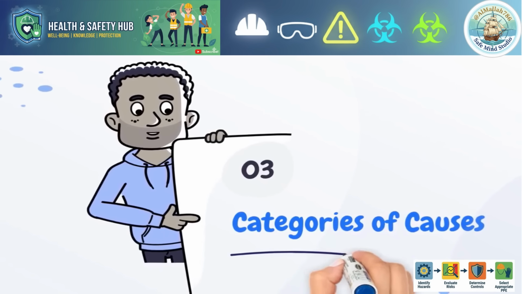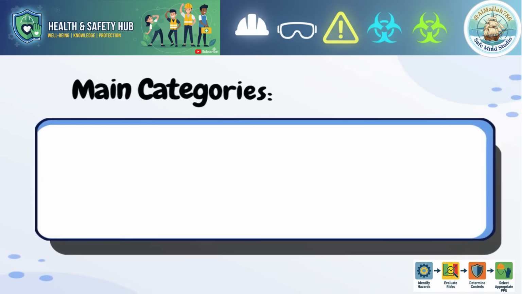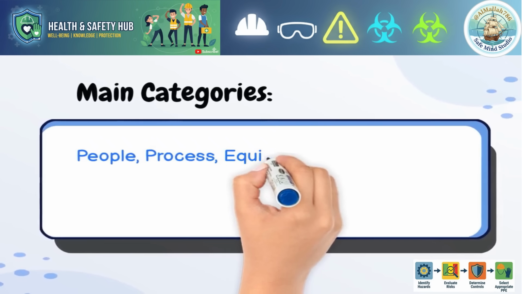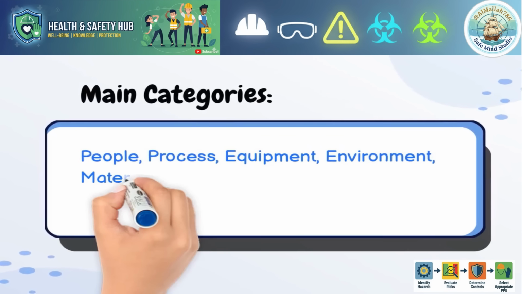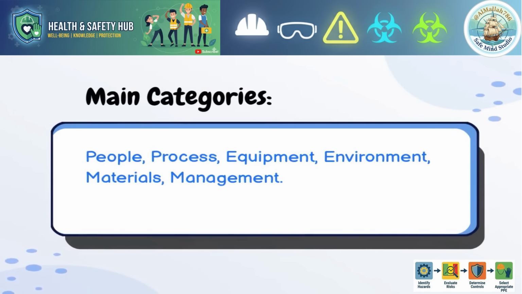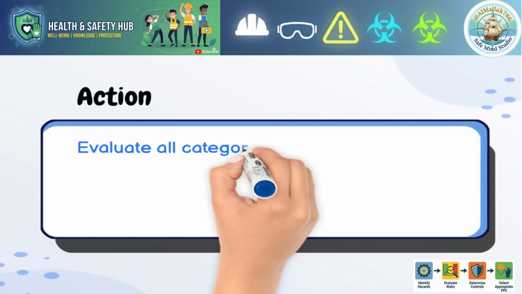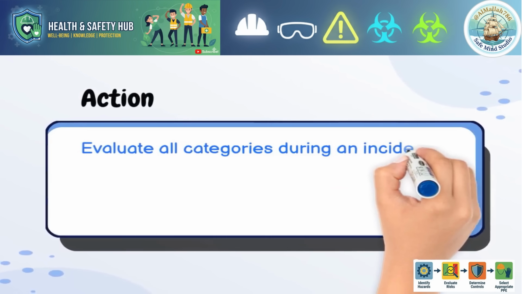Understanding the cause categories is vital. Main categories: people, process, equipment, environment, materials, management. Action: evaluate all categories during an incident investigation.